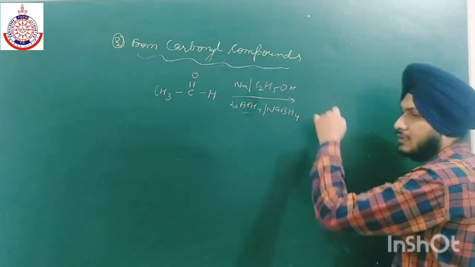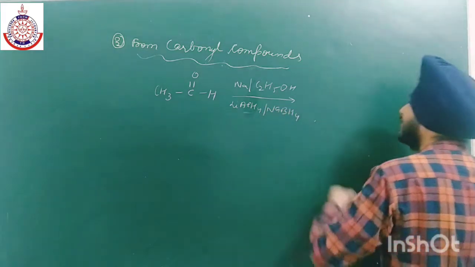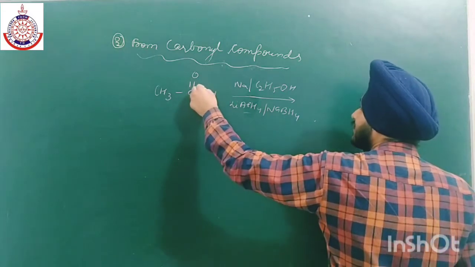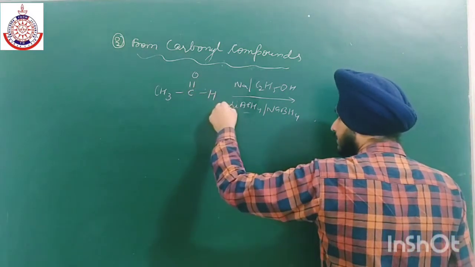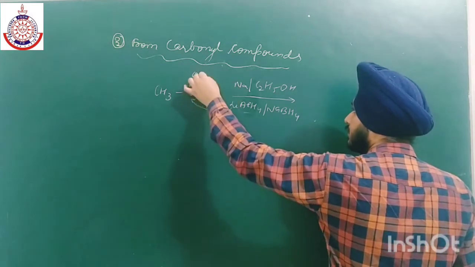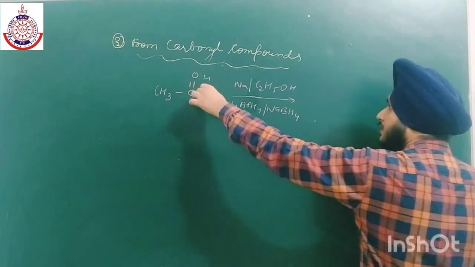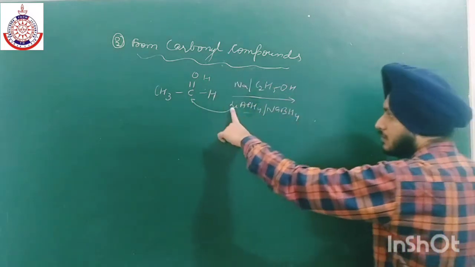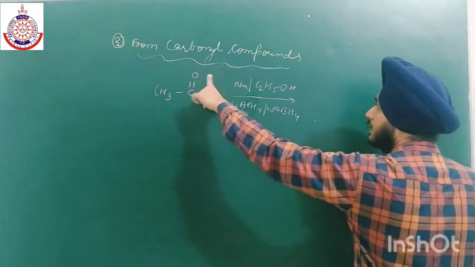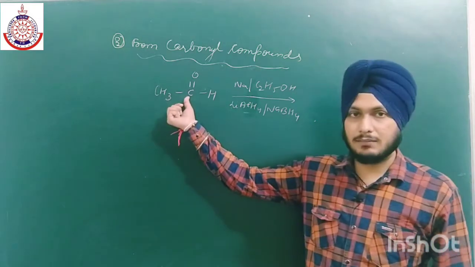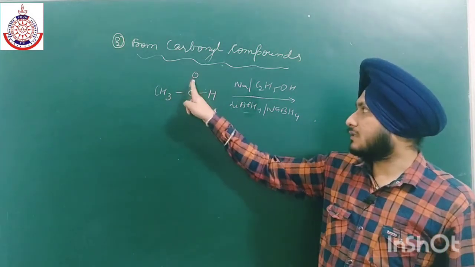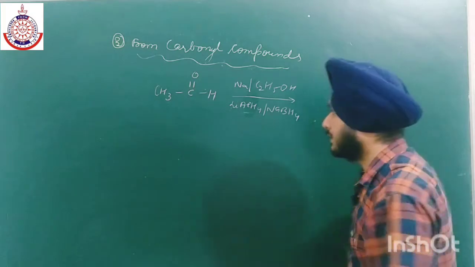Okay, these are the strongest reducing agents. One hydrogen from this carbon, one hydrogen to this carbon, and one hydrogen to this oxygen will get attached, and this double bond will cleave. In reduction we all know that addition of hydrogen will take place. So one hydrogen is attached to this carbon and one hydrogen to oxygen, and this double bond will change into a single bond.